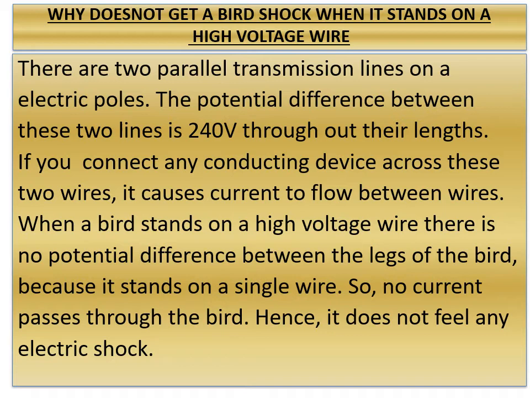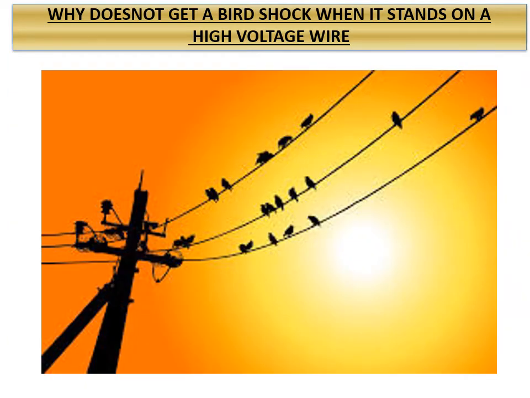But when a bird stands on a high voltage wire, there is no potential difference between the legs of the bird because it stands on a single wire. So no current passes through the bird, hence it does not feel any electric shock. This is the reason why a bird does not get a shock when it stands on a high voltage wire. This is the picture we often see, while the birds early in the morning stand on the wires even though they are not affected with electric shock.